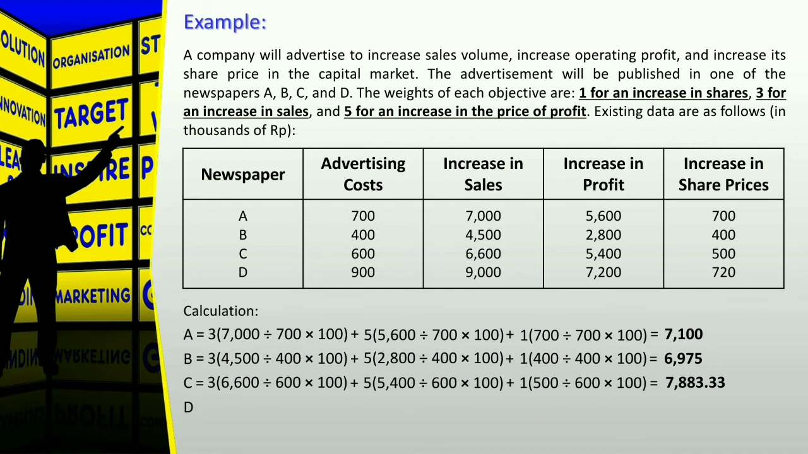Next is the calculation for newspaper D. D equals 3 multiplied by 9,000 divided by 900 and multiplied by 100. Then plus 5 multiplied by 7,200 divided by 900 and multiplied by 100, and plus 1 multiplied by 720 divided by 900 and multiplied by 100, and we will get this value.